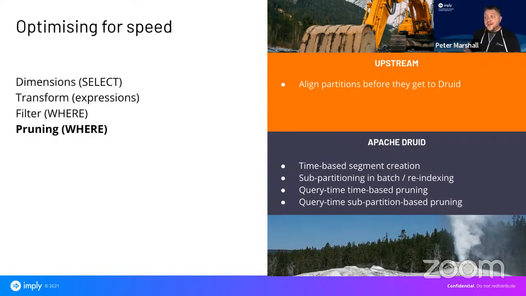But Druid also has sub-partitioning. So I could pick a particular dimension, let's say, where someone has got an indicator of a tenant ID, perhaps. And I can sub-partition by that data. And that's also used during the Druid pruning process.